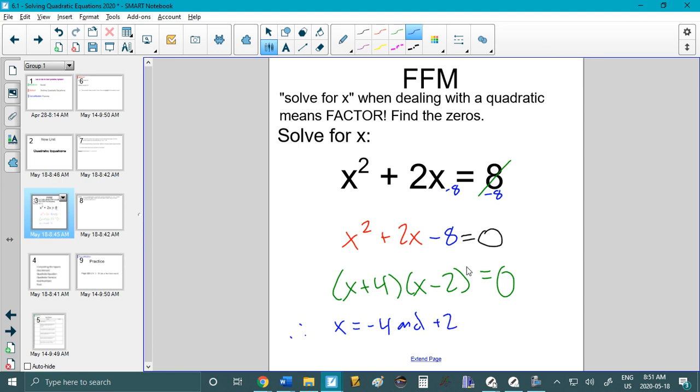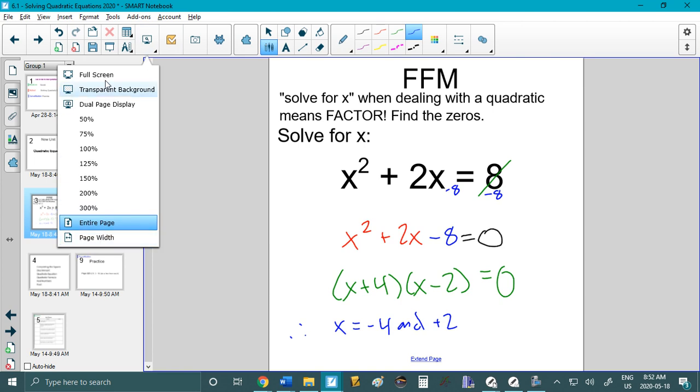So what this means is that when x equals -4 and when x equals 2, x squared plus 2x is 8. Let's check. Let's put in 2. 2 squared is 4, plus 2 times 2, that's 4, so 8. -4. So -4 squared would be 16, plus 2 times -4 would be -8, so 16 minus 8 is 8, so it works. All right, let's get started on the new unit.